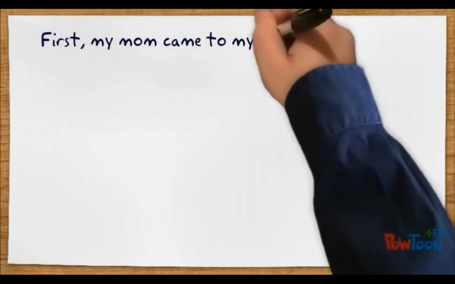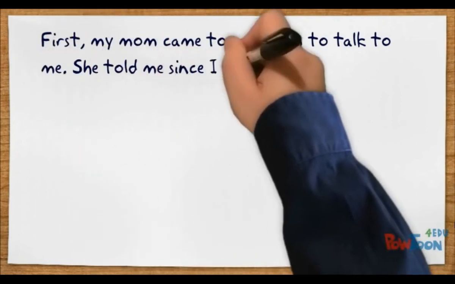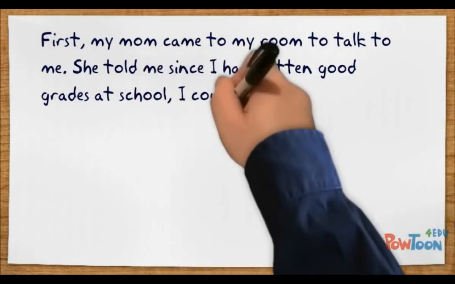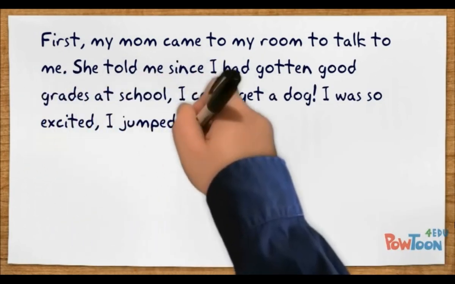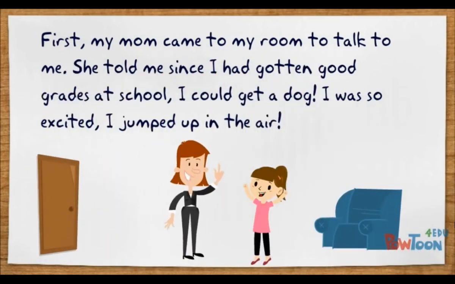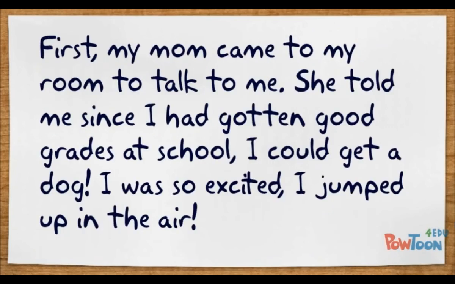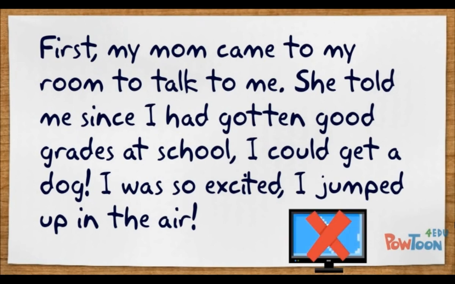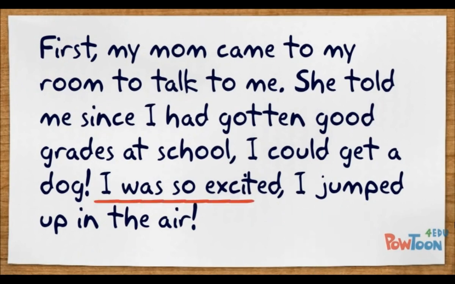First, my mom came to my room to talk to me. She told me since I had gotten good grades at school, I could get a dog. I was so excited, I jumped up in the air. Did you see how I started with the transition word first? This told the reader that this was the very first thing that happened. I decided not to write that I was watching TV when my mom came in the room, because that wasn't a very important part of the story. I also wrote I was so excited I jumped up in the air so the reader could imagine just how I felt when my mom told me.